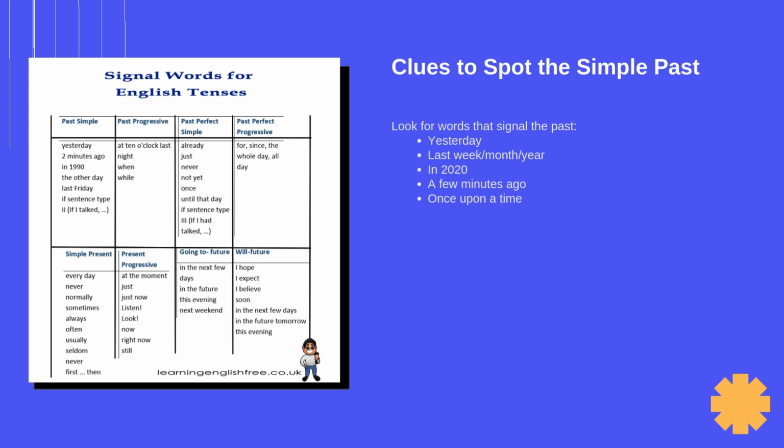To help identify when we are using the simple past tense, look out for specific signal words. These words are clues that an action happened in the past. For example, yesterday indicates a past event. If you hear someone say last week, I went to the movies, you know they are talking about something that happened in the past.